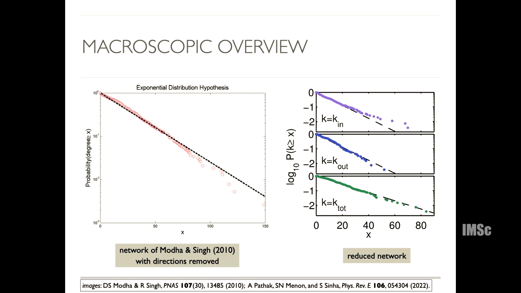So this is what they see, and what we find in our network is something very similar. Here they have just removed the directions, and they got this plot. In our network, you can separately look at the in degree, the out degree, and the total degree, and we see that although there is a slight deviation for the in degree, the out degree and the total degree very neatly follow an exponential. That's very comforting, that we haven't lost the main macroscopic features, especially the degree distribution, which is very important. So that gave us some confidence that we can go ahead with this network and do our analysis.